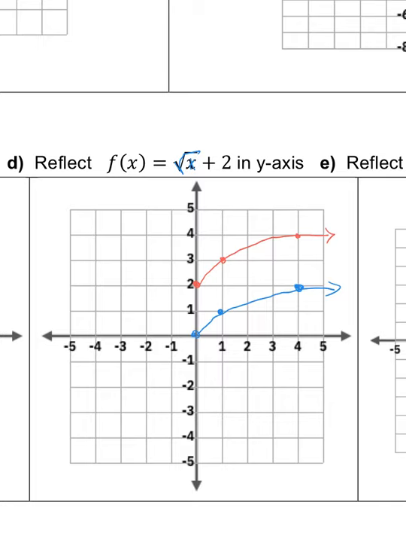Now we want to take that red function here, the square root of x plus 2, and we want to reflect it across the y-axis. So here's our y-axis, and we're going to reflect it across this line. When we reflect across the y-axis, notice that we're going from the right side to the left side, or in some instances maybe from the left side to the right side, but we're affecting the x-coordinate. And so we're going to change the sign of those x-coordinates.